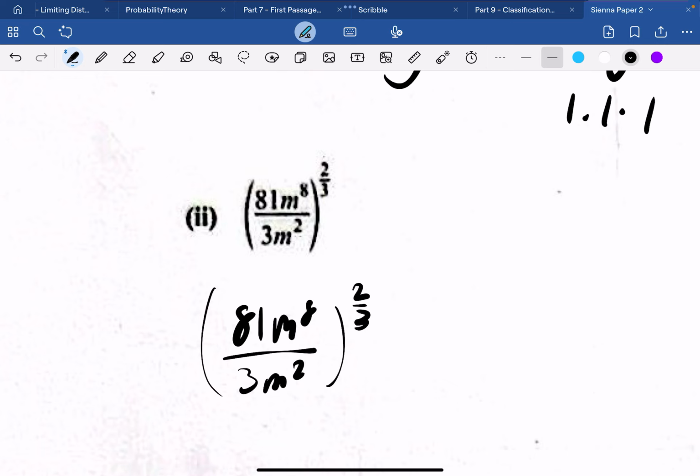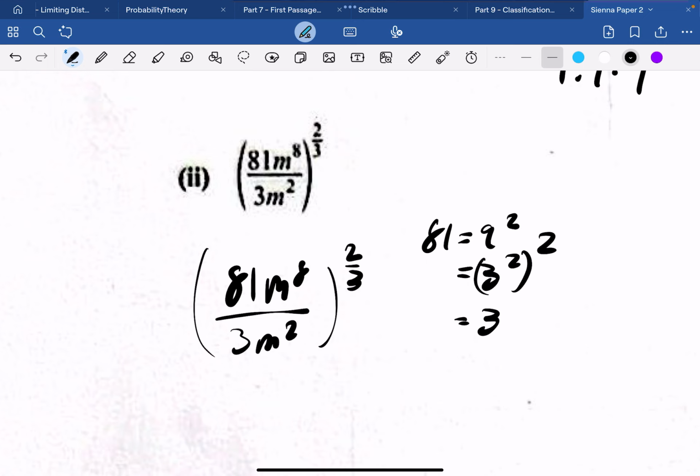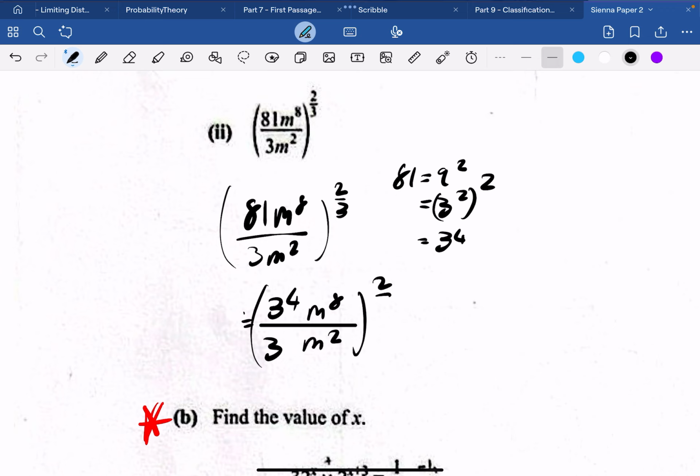Okay. Now, we've got 81 m to the 8 over 3 m squared, all to the power 2 over 3. Okay, so we're going to simplify. So it obviously means that the 3 is going to cancel somewhere. 81 is the same as 9 squared, right? Which is the same as 3 squared squared, which is 3 to the 4. So we could simplify this: 3 to the 4 over 3 times m to the 8 over m squared, to the power 2 over 3.